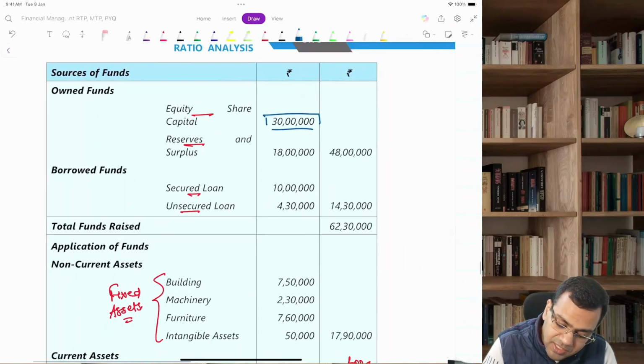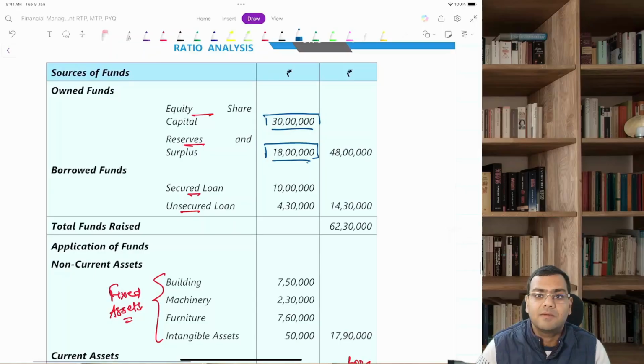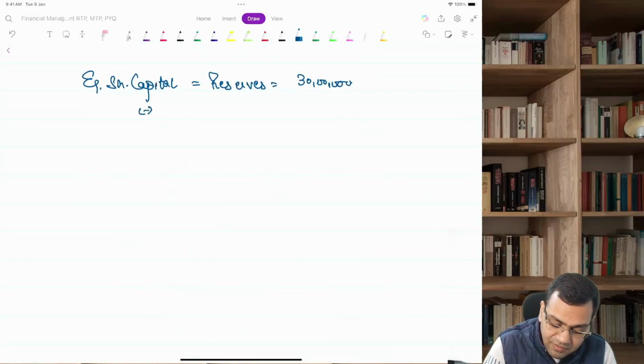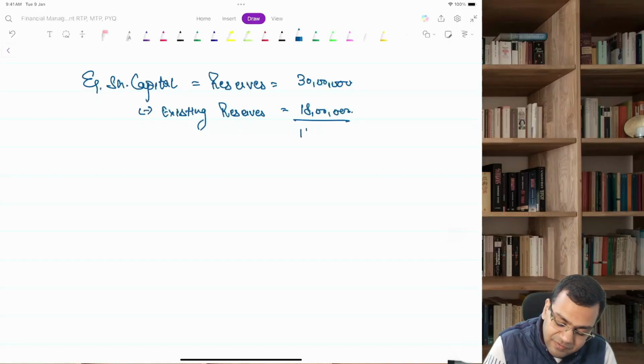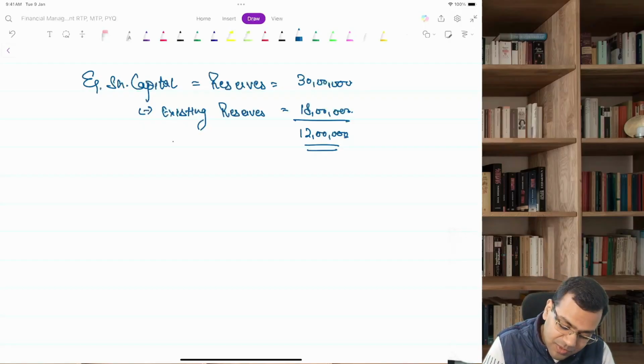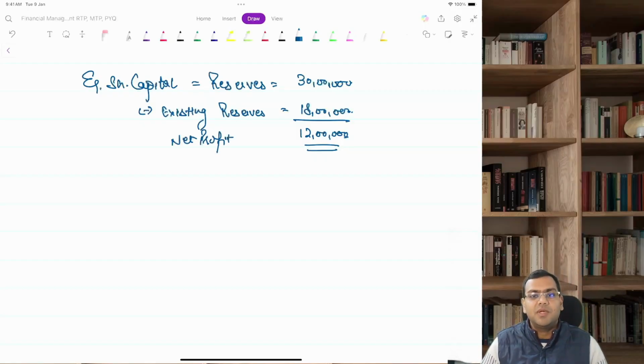Now look at the another thing. What are your existing reserves? Existing reserves are 18 lakh. Now you are saying your reserves will be 30 lakhs. So if from here I subtract my existing reserves of 18 lakhs, why have the reserves increased, sir? Why have the reserves increased by 12 lakh? This 12 lakh is what? The profit for the current year. This becomes my net profit.